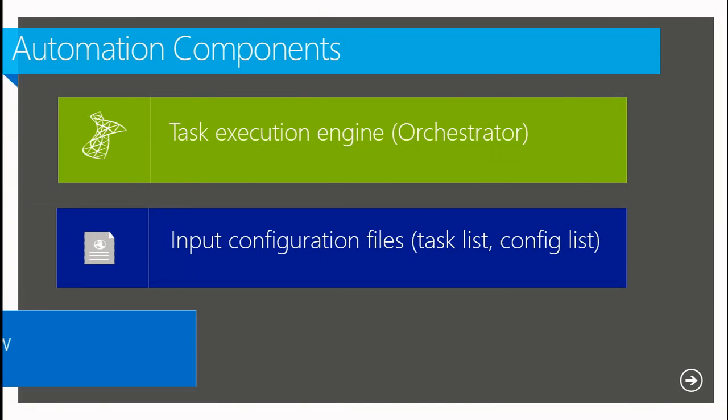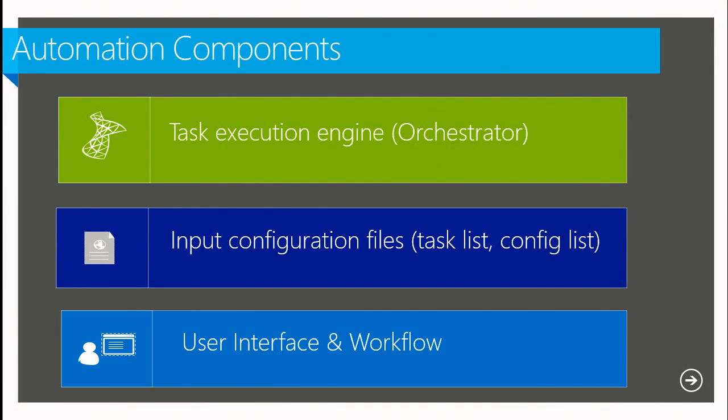Let's talk about what the components of this solution are before we go to the demo. There are only 2 slides, and then we go to the demo. There are 3 things in this solution. One is the task execution engine, which is just Orchestrator. The second is the input files, like a configuration file, for example, what you want to do and where you want to do it. In simple words, like, I want to upgrade the server, what is the server name?